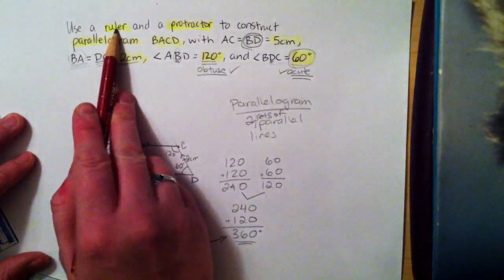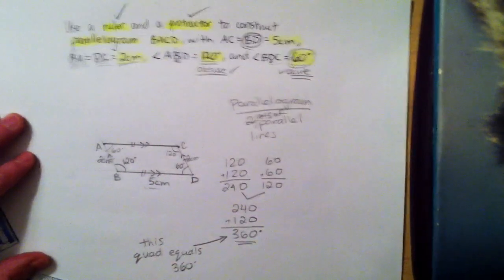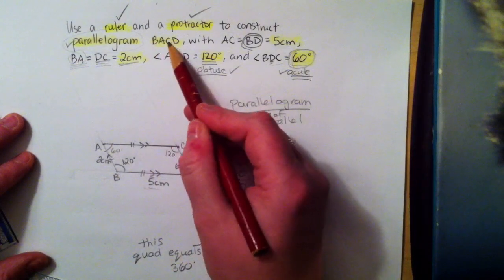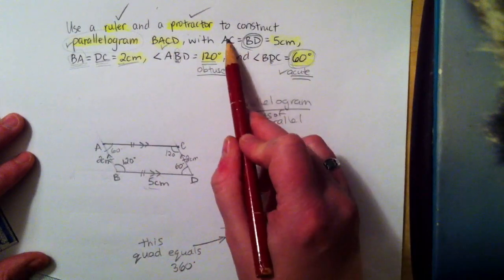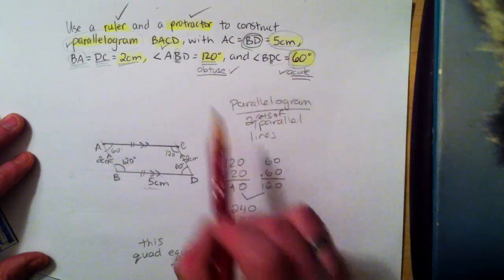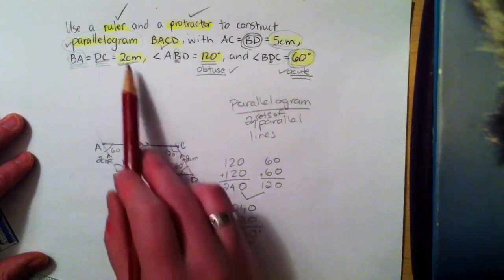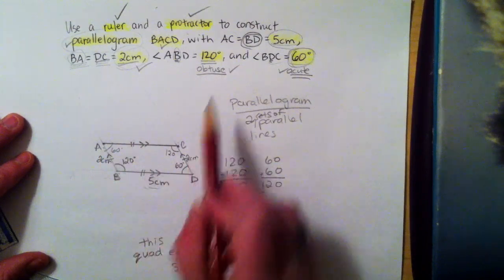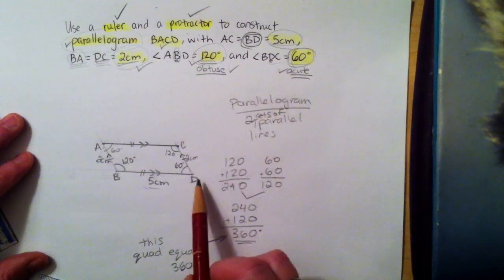So we've made a parallelogram with a ruler. We used a protractor. There are two sets of parallel sides. We've labeled BACD. We have AC and BD equaling 5 centimeters in length, BA and DC equaling 2 centimeters in length, and then finally angle ABD 120 degrees and BDC at 60 degrees.